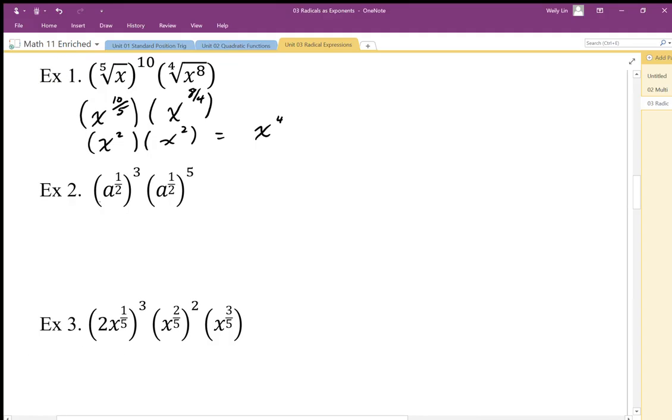Here we have power to power rule, so this becomes a to the power of 3, root 2, doesn't affect the root. Here we end up with a to the power of 5, root 2.